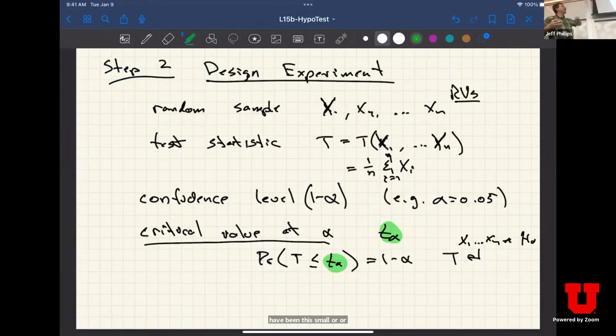I need to say, well, I assume the data was from the null distribution. I need to say that the probability it could have occurred was 95%. That was alpha, the parameter I chose. You need to put all this together into these statements. Okay.